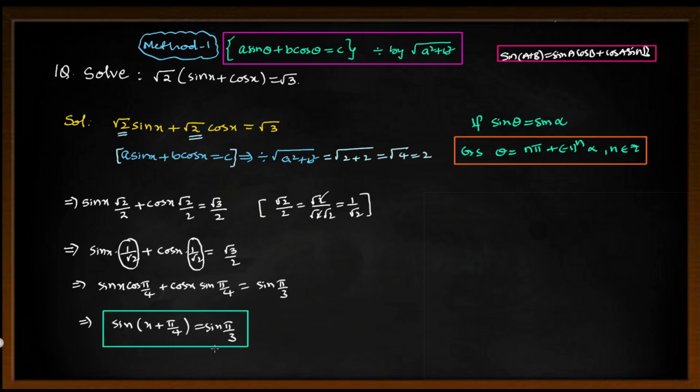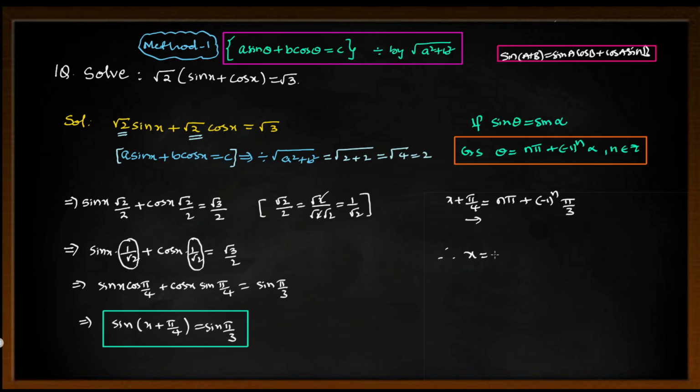So in the place of alpha, pi by 3 is there. In the place of theta, x plus pi by 4 is there. So our solution is x plus pi by 4 equals n pi plus minus 1 to the power of n into pi by 3. Now this pi by 4 becomes minus. From this one we can make x as a subject.